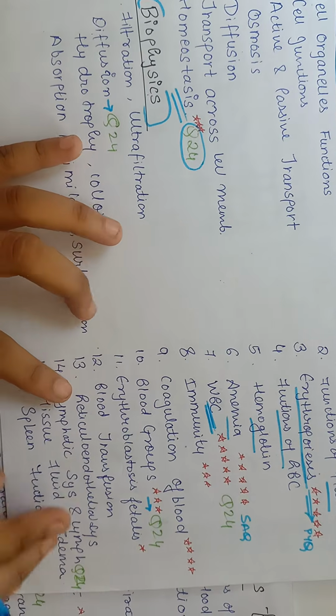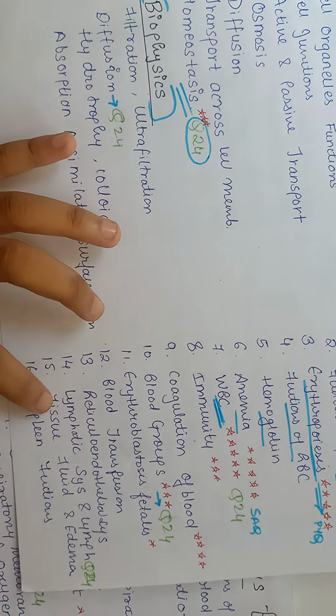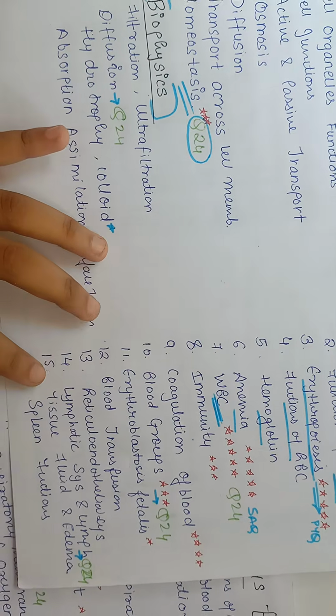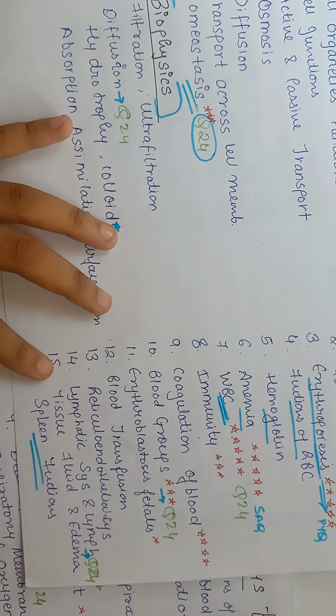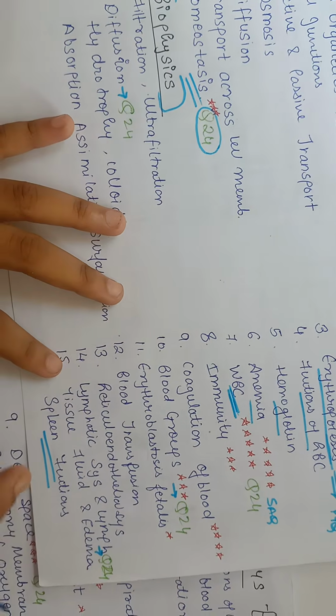Then blood transfusion, reticuloendothelial system is important. Then lymphatic system and lymph is important. This question has been asked in 2024. Then tissue fluid and edema is important. Then function of spleen is important.